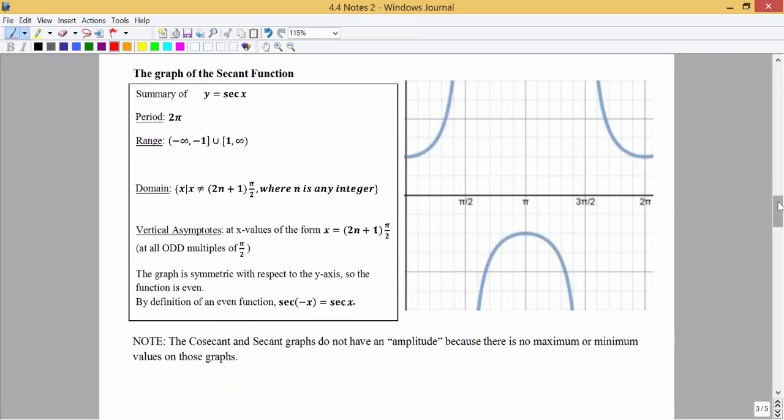So the graph of the secant function has a period of 2 pi, just like cosine. The range: here we have a value of 1, and the graph is completely above it, so it has a point at 1, and then it goes up from there. And it also has a point at minus 1, and then the graph goes down from there.